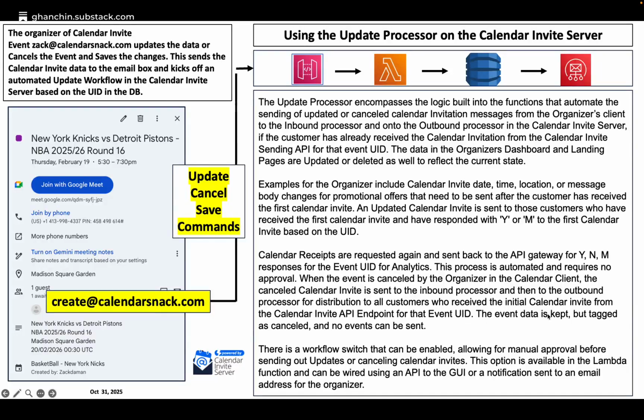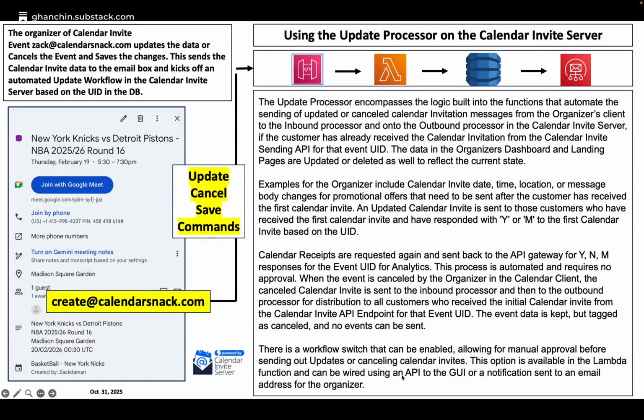That event data is kept but tagged as canceled, and no events can be sent from there on. There is a workflow switch that can be enabled for allowing manual approval before sending any updates or canceling the invites, as a software switch by the administrator. This option is available in a Lambda function.